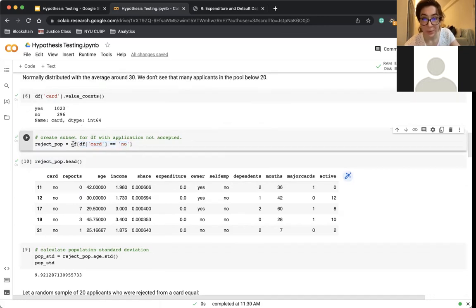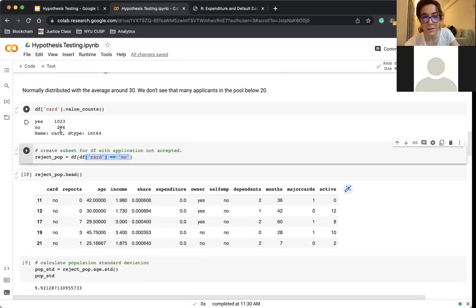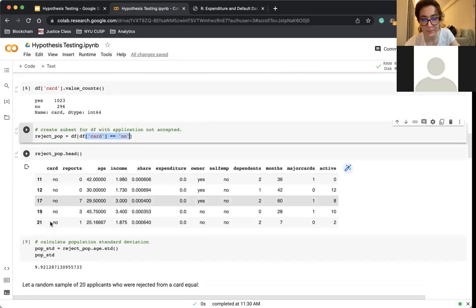So similar to even on the midterm, when we were looking at just the college towns that were equal to Harvard University and creating a new subset from that, we're now applying that to create a new subset of a data frame only from the rows where the card was equal to no. And that's why I wanted to see the value counts, because we're now excluding any row in this sample where card equaled yes. Oh, okay. Now I get it.